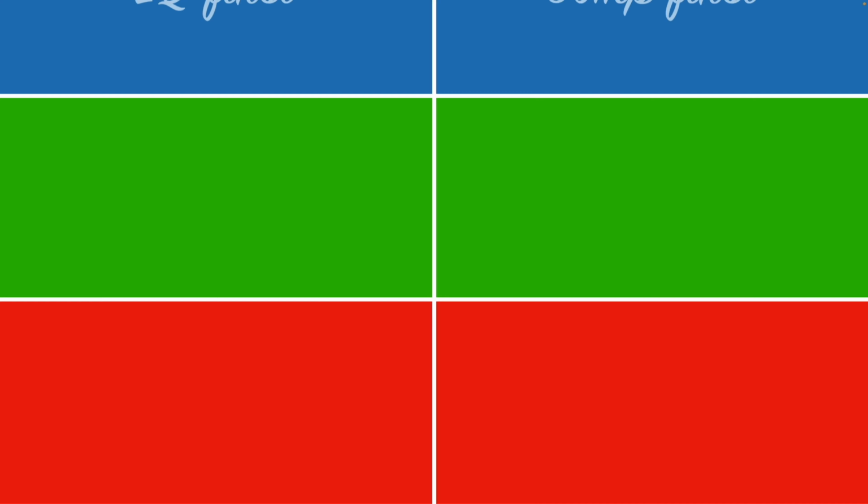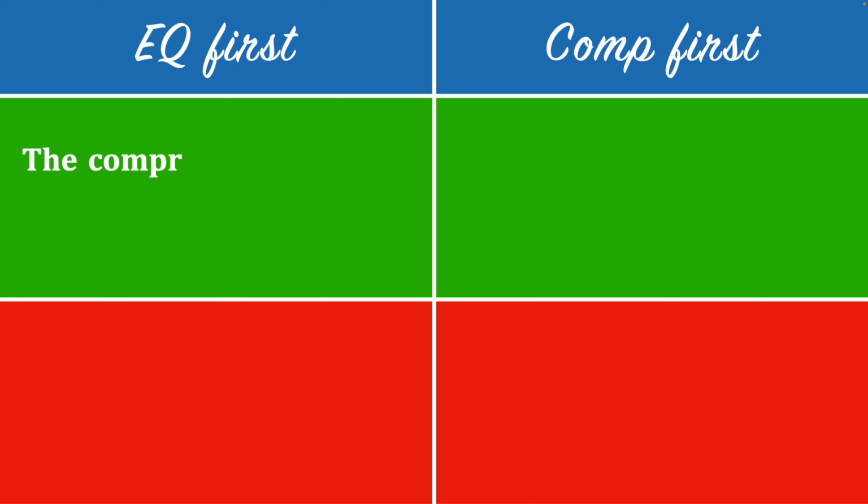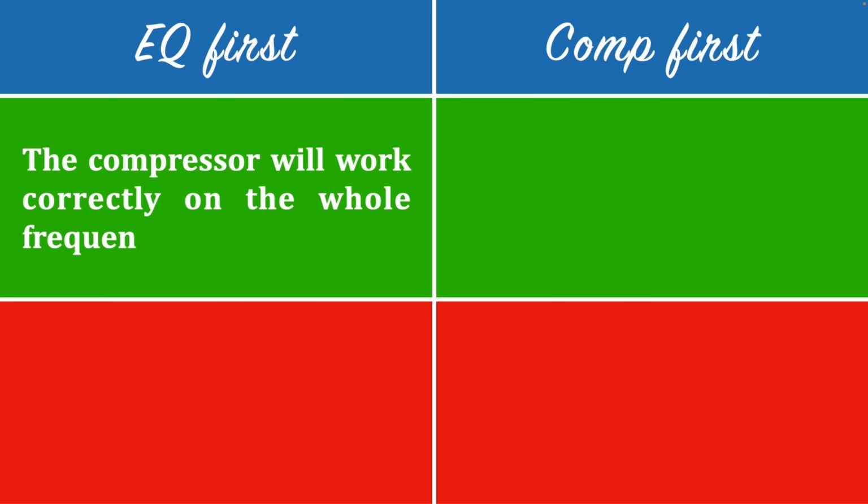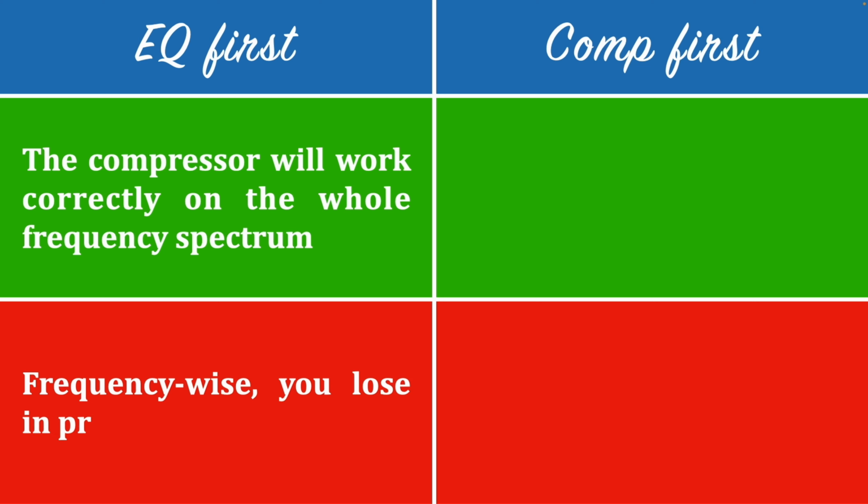As I said at the beginning of this video, if you choose to use compression first, you have a big risk of over-compressing certain frequencies and under-compressing others. So to make a long story short, there is an advantage and a disadvantage for each. If you use EQ first, you hit the compressor with an even audio source, so the compressor will work correctly on the whole frequency spectrum, but frequency-wise, you potentially lose in precision.